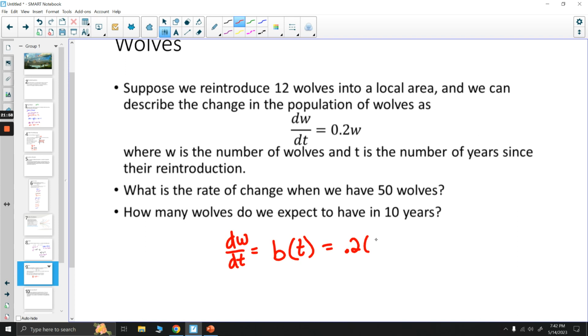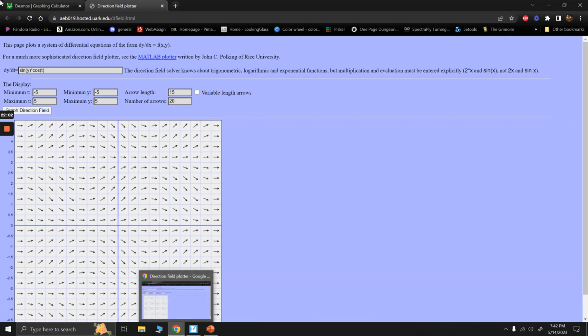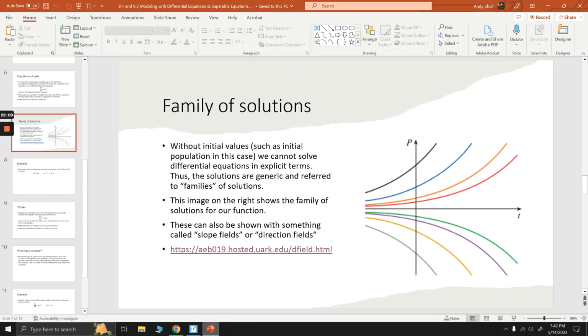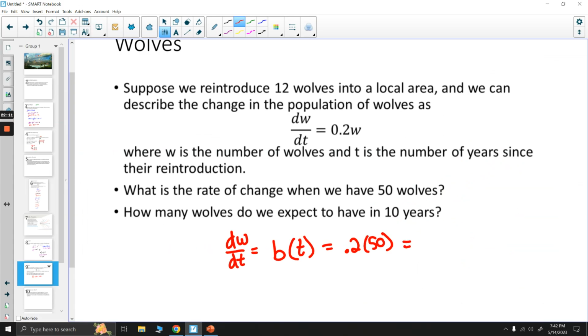So it's 0.2 times 50. All right, going to Desmos, 0.2 times 50 is 10. So what that is describing is 10 wolves per year in growth. Essentially, 10 new wolves are being born each year when we have 50 wolves. So again, it's dependent on how many wolves there are.